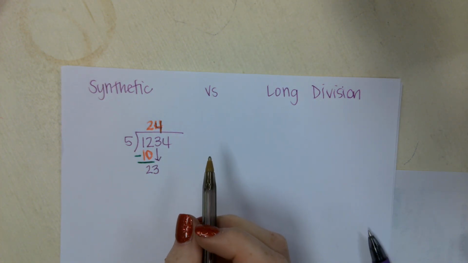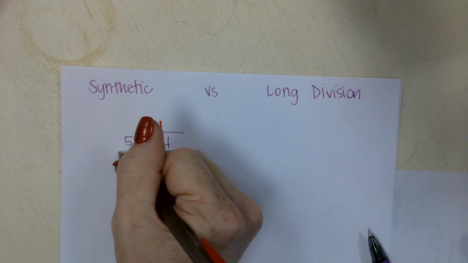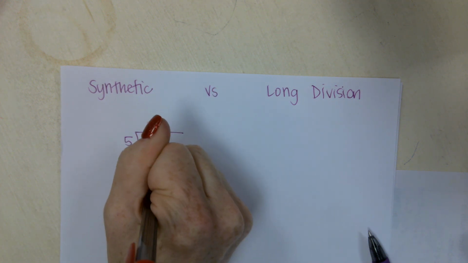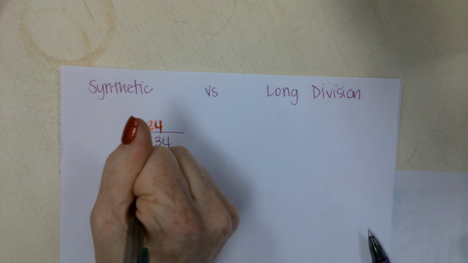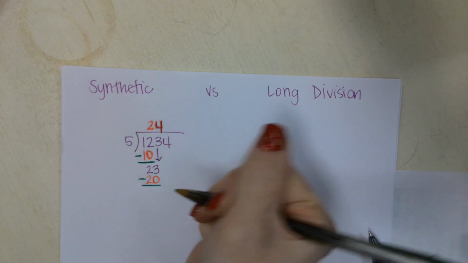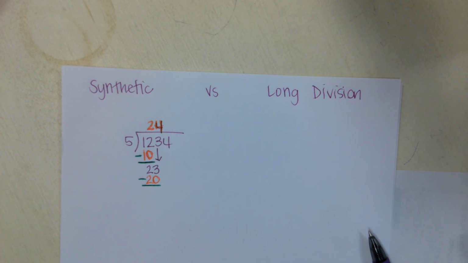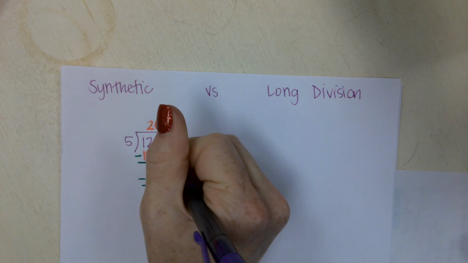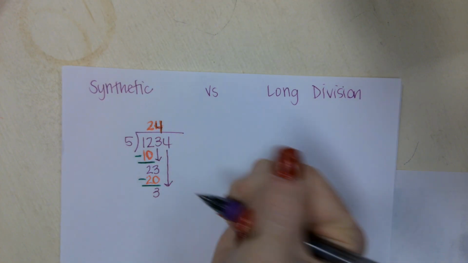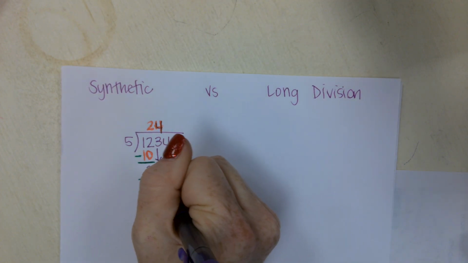Okay, but how did I get the 20? 5 times 4. Okay, so I put the 20 there, and then what do I do? You come through and subtract it. It was a positive 20, now it's a negative 20. Well, 23 minus 20 is 3, and I'm going to bring down the 4.